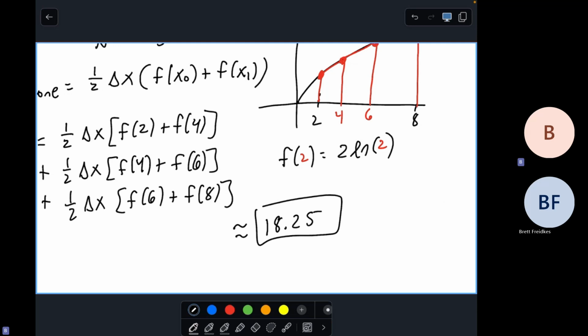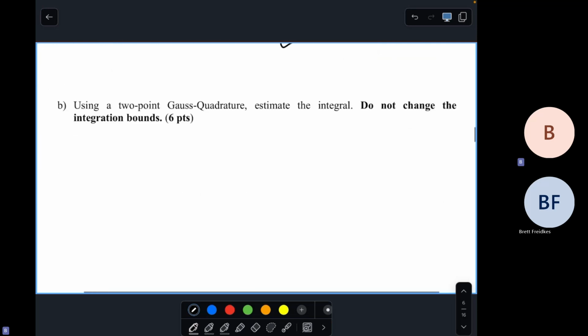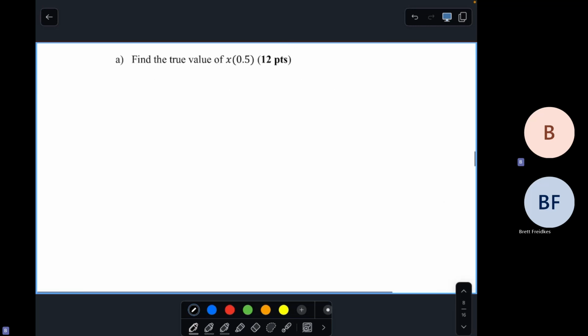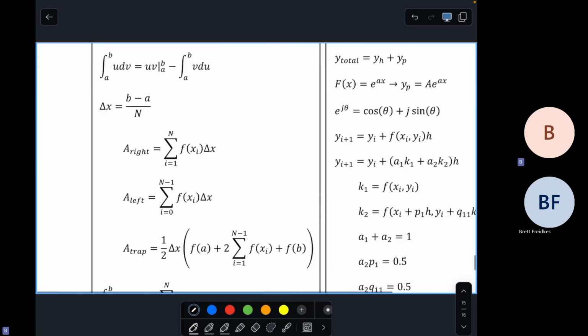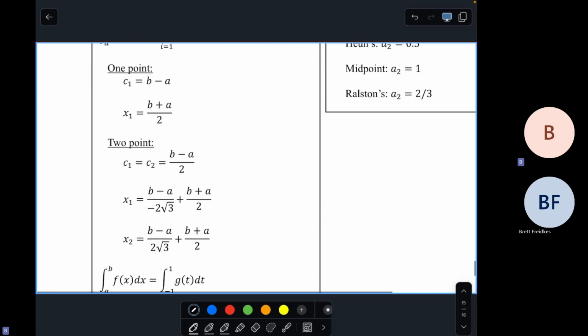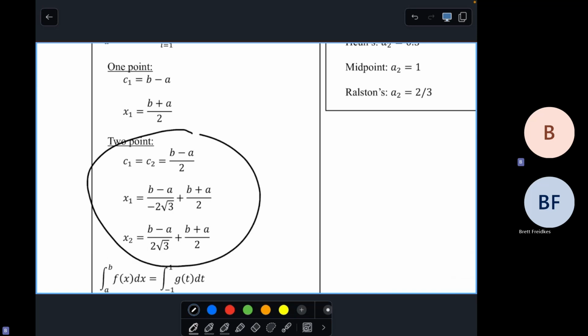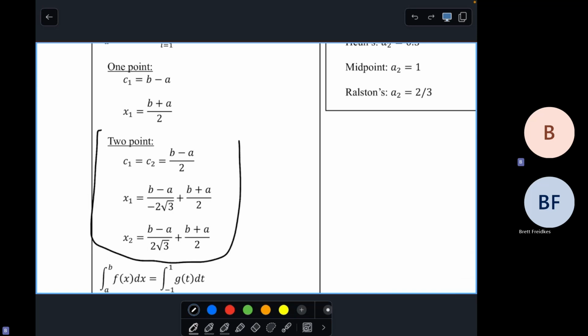Yes, you do, where you add up the bounds and then twice the inner points. That's on the formula sheet. Second question, using 2-point Gauss quadrature, estimate the integral. Do not change the integration bounds. So I'm going to go down to the formula sheet to show you. This is on the formula sheet. I tell you what the 2-point Gauss quadrature terms are. You don't need to derive them.